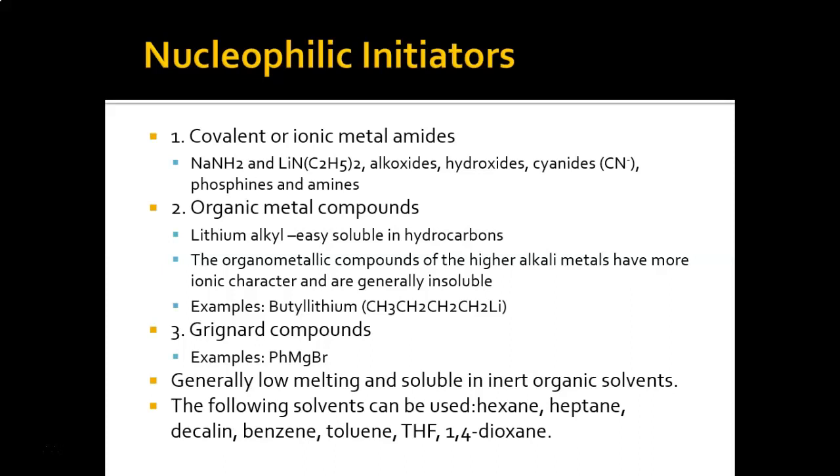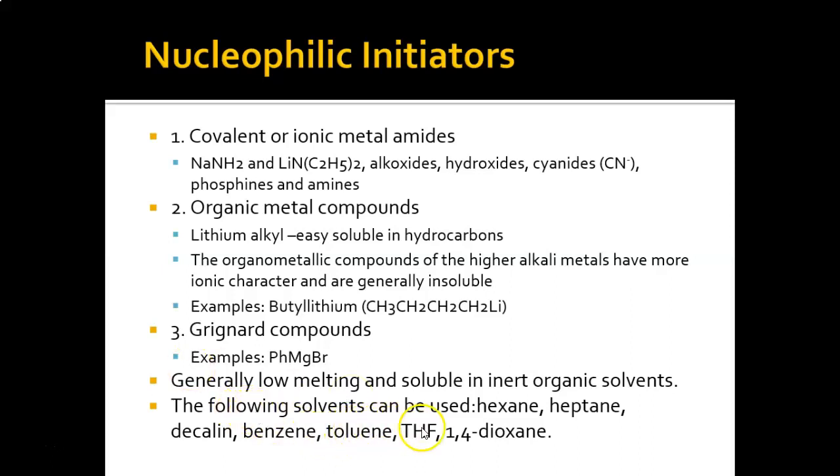Second, we have the organometallic compound like n-butyllithium, which is easily soluble in hydrocarbon. Organometallic compounds of the higher alkali metals have more ionic character and are generally insoluble. Example, butyllithium. We have Grignard compounds, for example, PhMgBr, generally low melting and soluble in inert organic solvent.